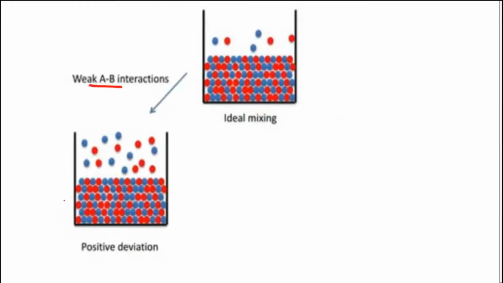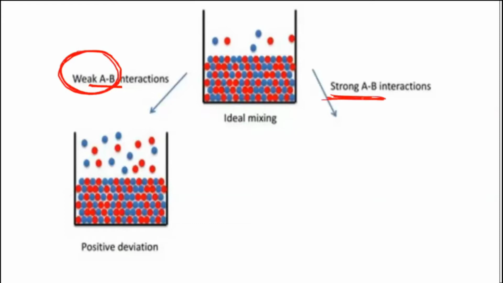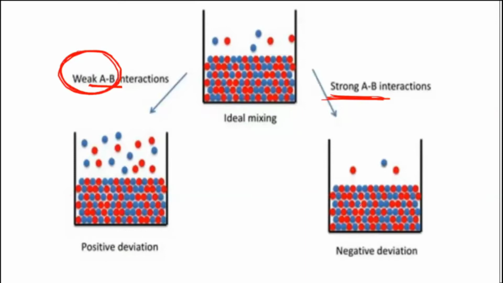So they will have more escaping tendency than staying in the solution. The reason is the weak force of attraction present between them. They are not interested in staying in that solution form. They want to exist in the separate gaseous phase, so they will require little temperature to go into the vapor phase. And in the second case, where they have strong interaction, if the interaction between the A and B particles is very strong, that means they have a strong force. They will stay in that solution, correct?